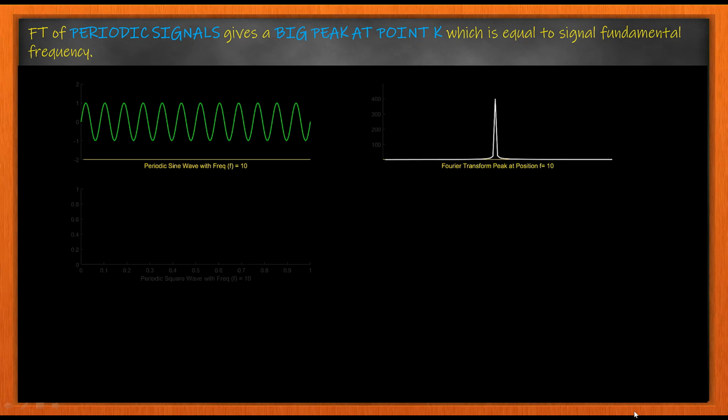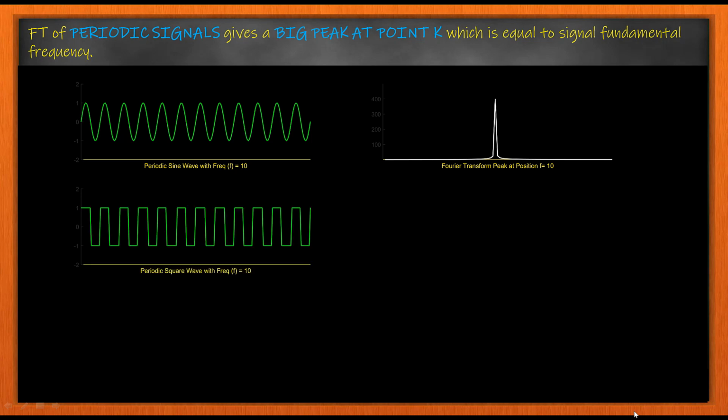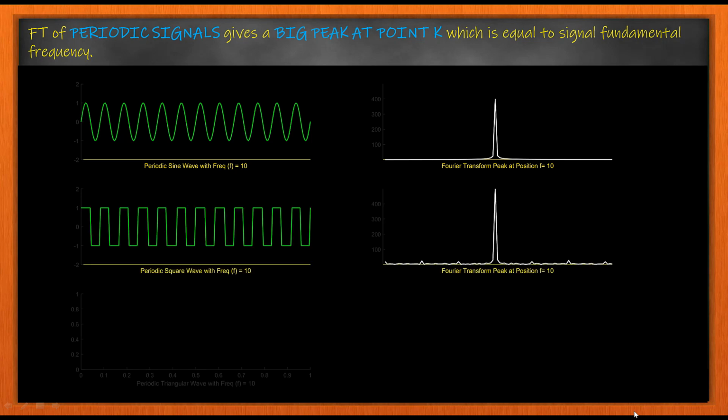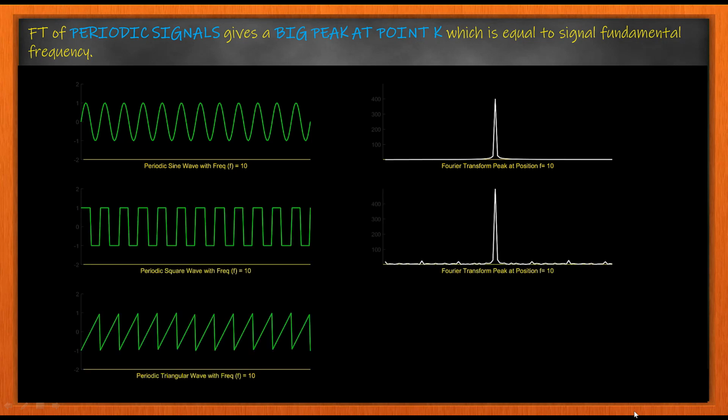For a periodic signal, the Fourier transform gives a big peak at point k, which is equal to the signal's fundamental frequency.